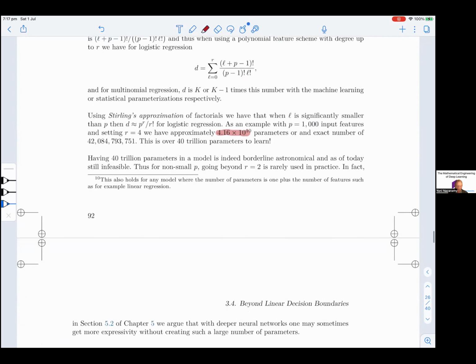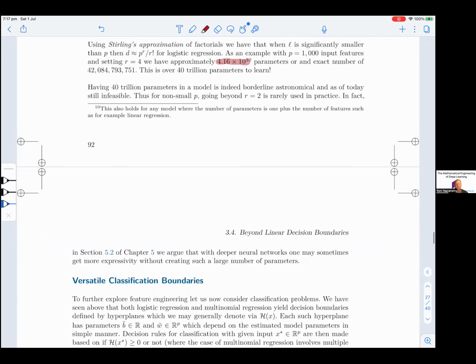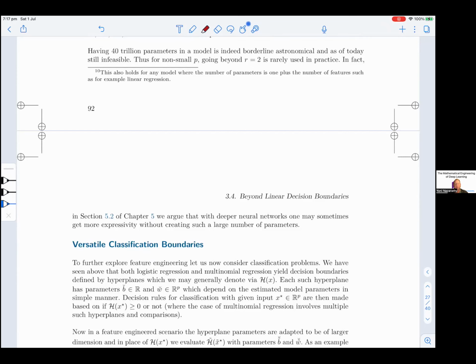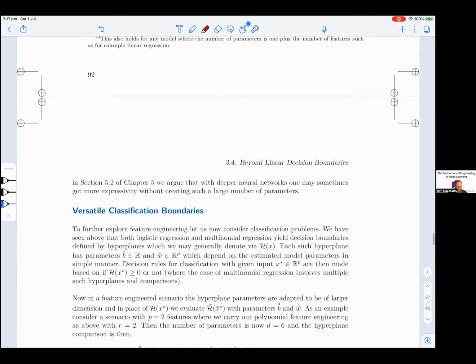That's for non-small p, going beyond r equals 2 is rarely used in practice. In fact, in section 5.2 of chapter 5, we argue that with deeper neural networks, and this is where this book is going and where technology has gone, one may sometimes get more expressivity without creating such a large number of parameters. So feature engineering is not so common in an ad hoc way today anyway.